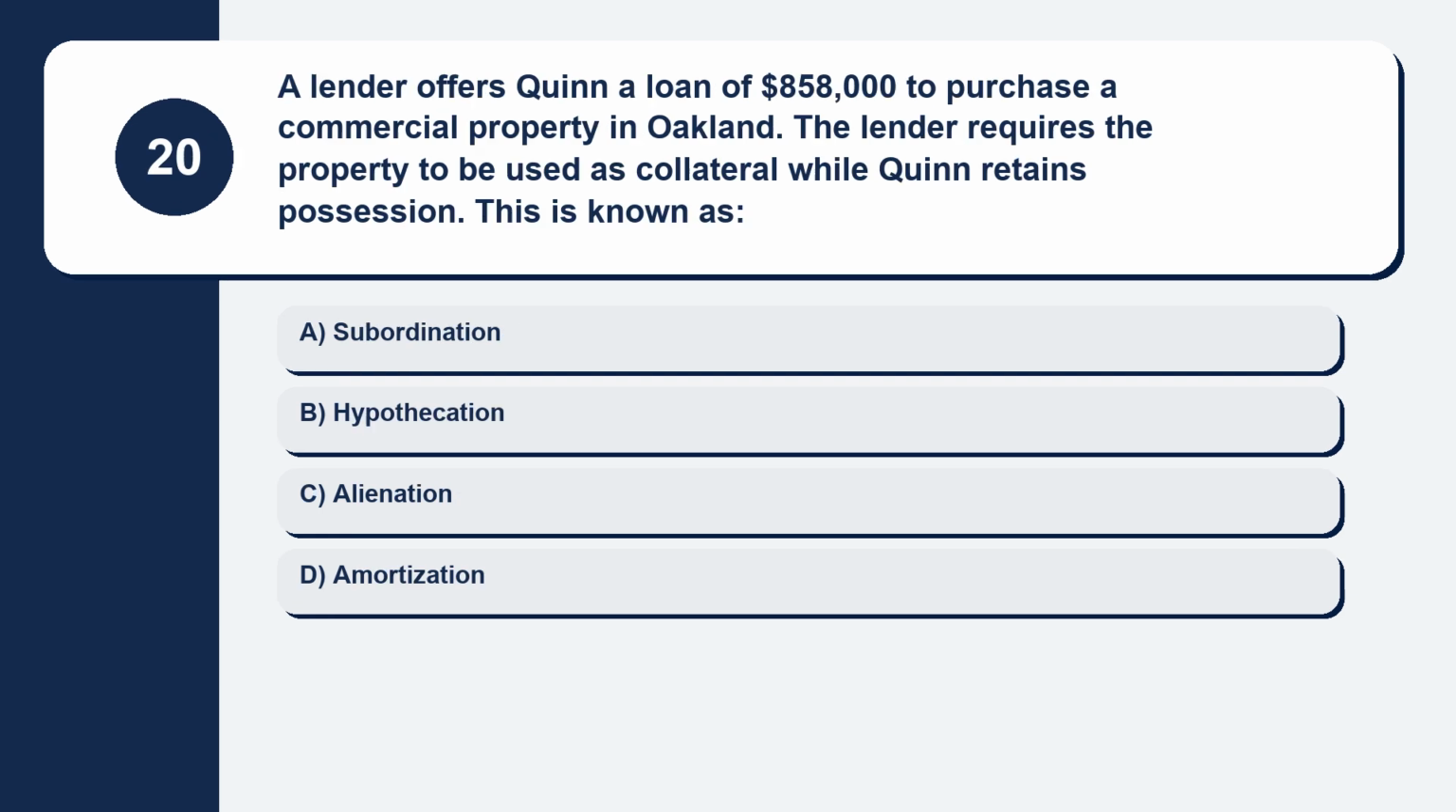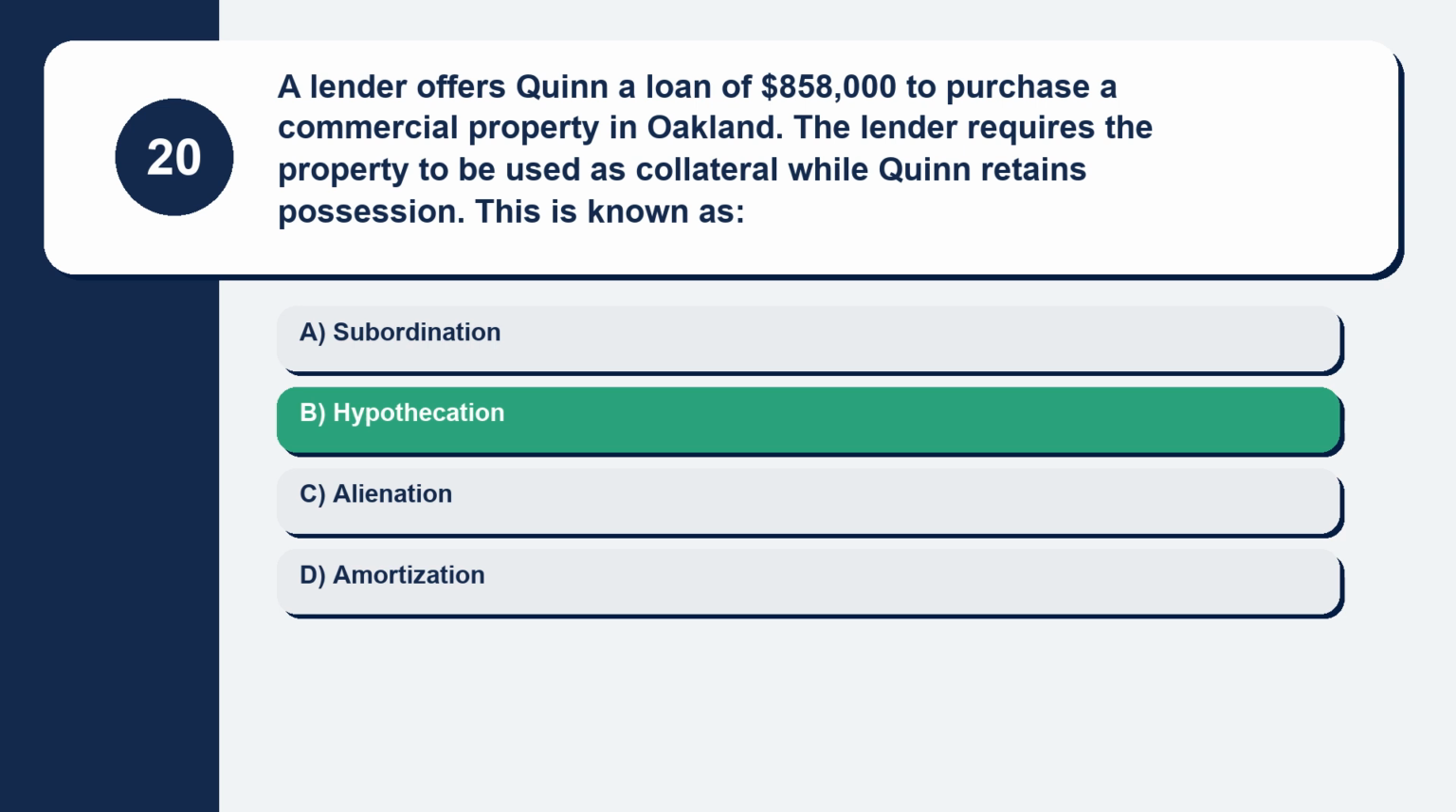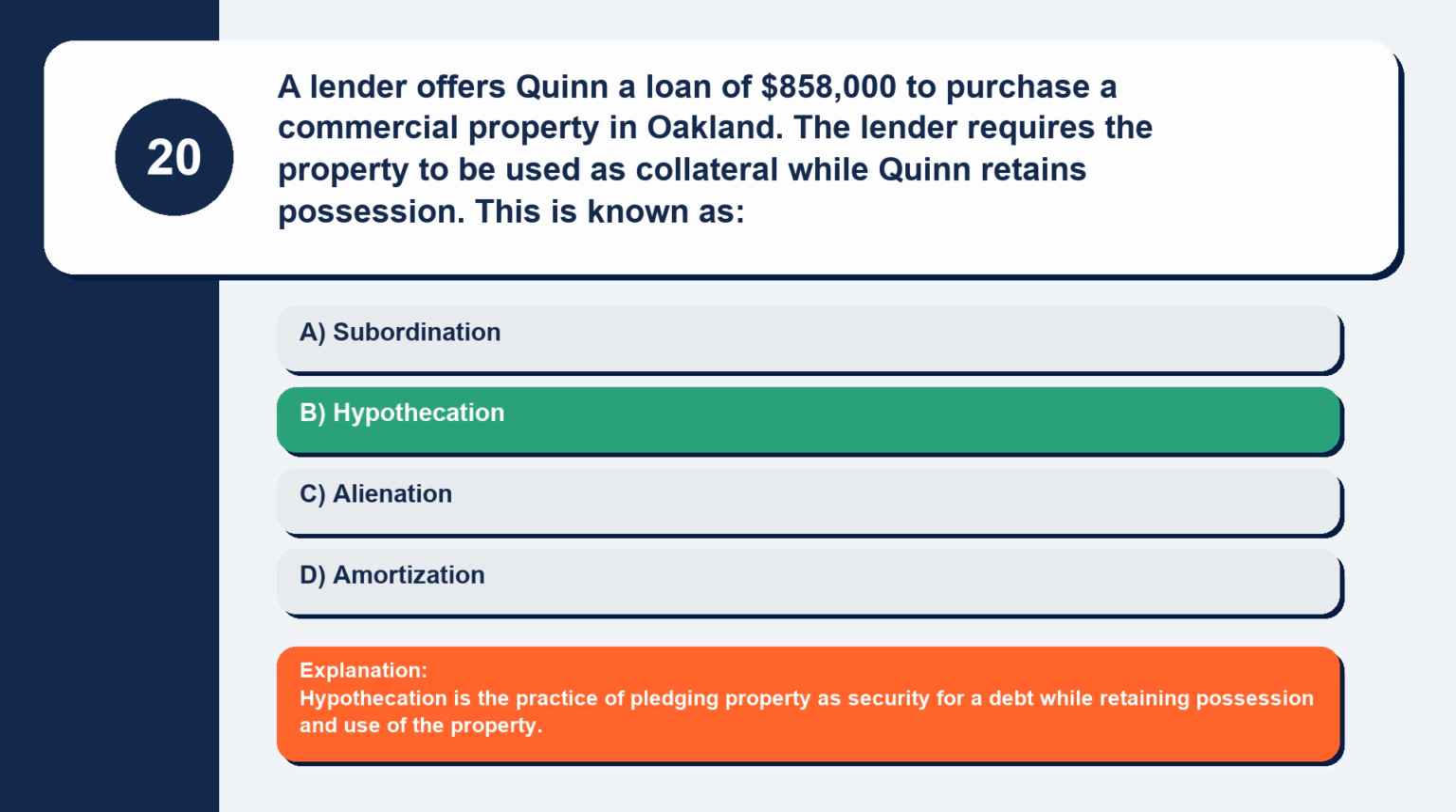Question 20. A lender offers Quinn a loan of $858,000 to purchase a commercial property in Oakland. The lender requires the property to be used as collateral while Quinn retains possession. This is known as. Here are your options. Option A, subordination. Option B, hypothecation. Option C, alienation. Option D, amortization. The correct answer is option B, hypothecation. Explanation. Hypothecation is the practice of pledging property as security for a debt while retaining possession and use of the property.